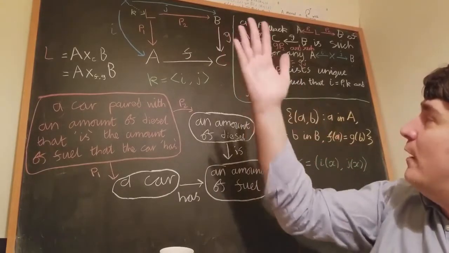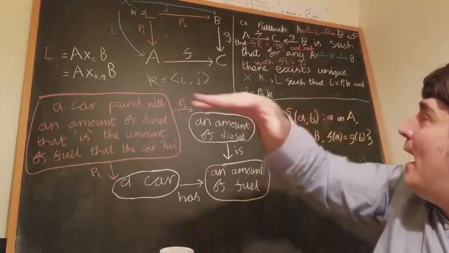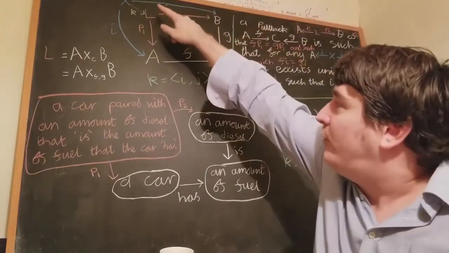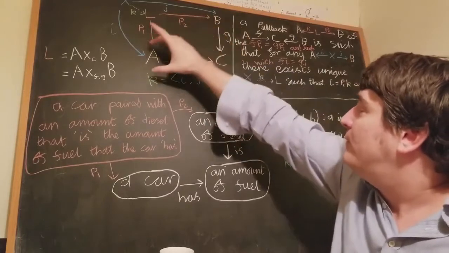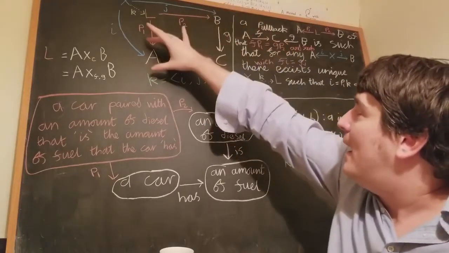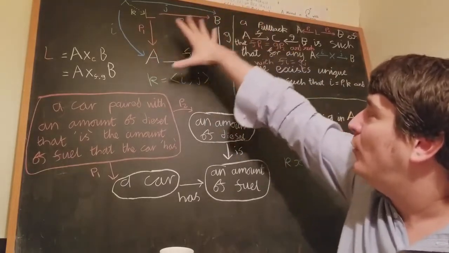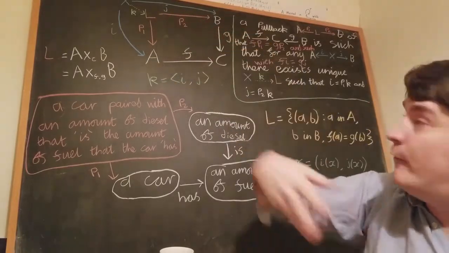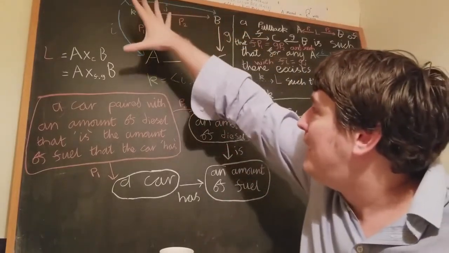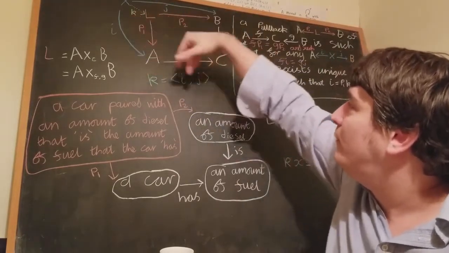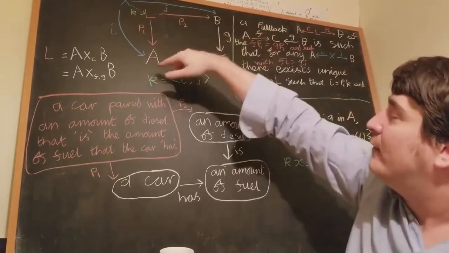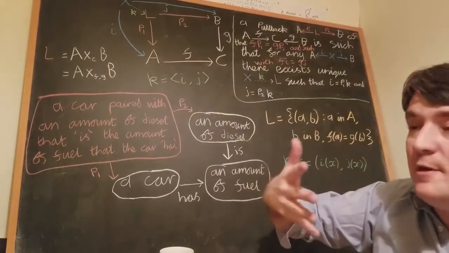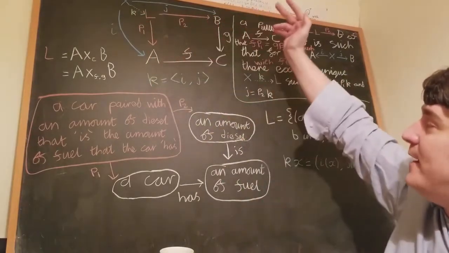In short, it is basically an object with an arrow into each of the external pieces of our corner, which makes this square commute and is such that for any similar thing that makes the outer diagram commute, there's a unique arrow K that makes the whole diagram commute. So that's the basic idea.